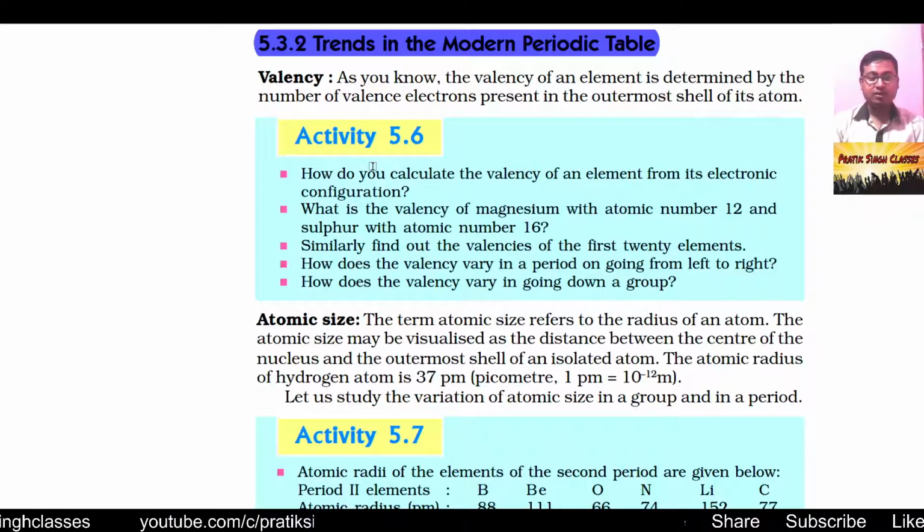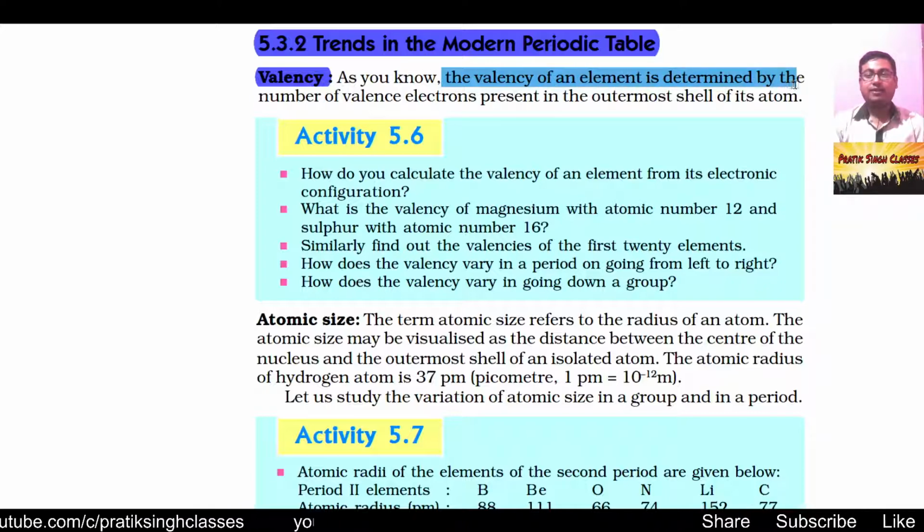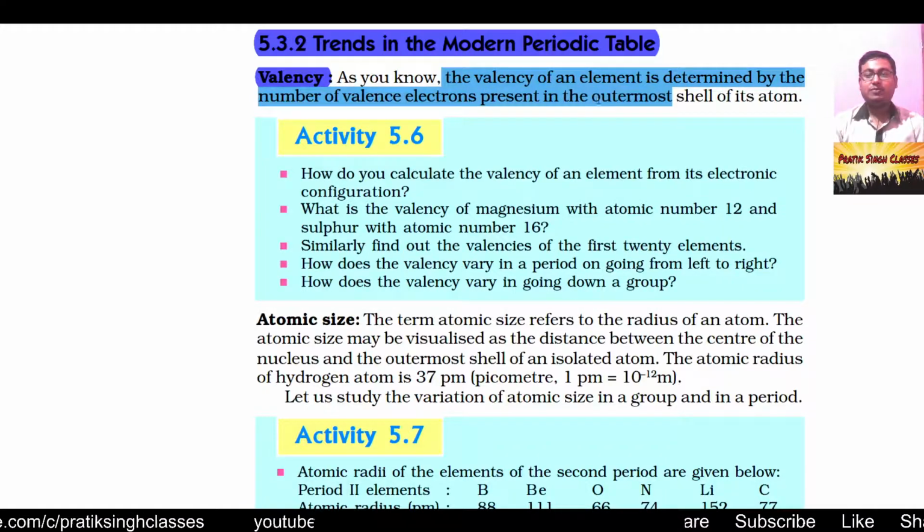Alright. The first topic is valency. About valency, we already have seen that the number of electrons needed to fulfill the octet in the outermost orbit is called valency, and the number of electrons available in the outermost orbit is called valence electrons. So here what we see is the valency of an element is determined by the number of valence electrons present in the outermost shell of its atom.